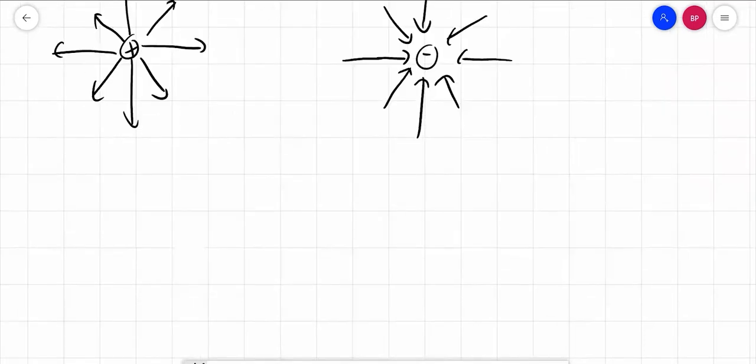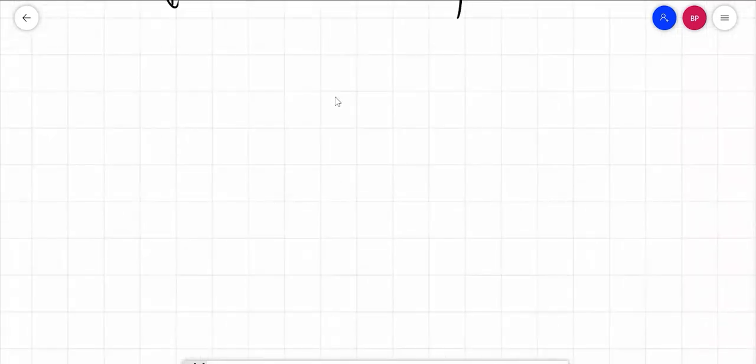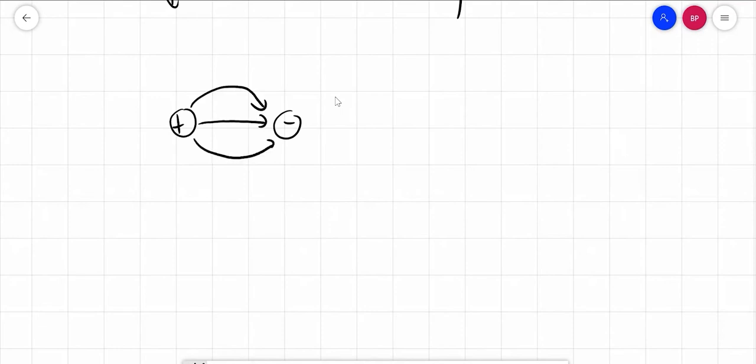All right. If you have a dipole, then you have a positive and negative charge of equal magnitude, meaning that in total you have zero net charge here, which means all of the field lines that start here have to end here. So that looks something like this.